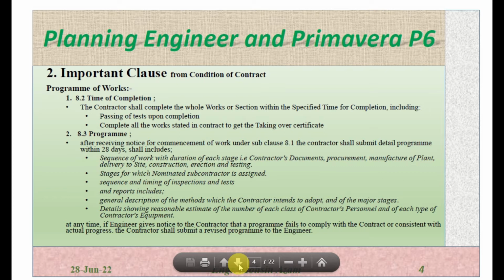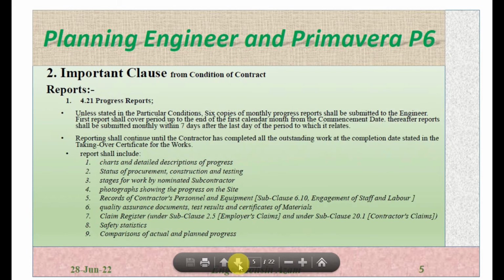The program of work should include the stages and the sequence of the stages, the contractor's detail, the sequence and time of the testing, the description and methodology which the contractor will adopt to execute the works, and what will be the major stages, and what will be the report of the manpower and the equipment. Okay, so once the contractor submits the program, the next stage will be reporting in the conditions of contract.